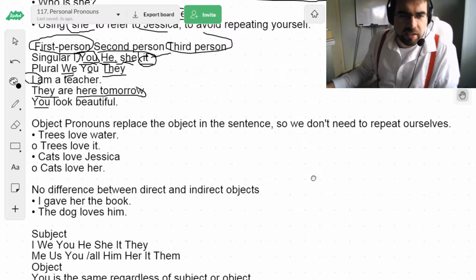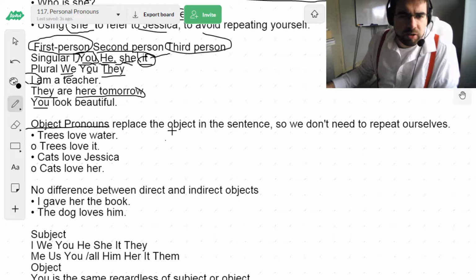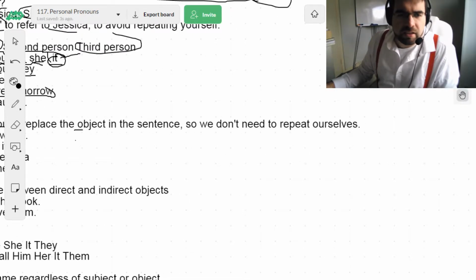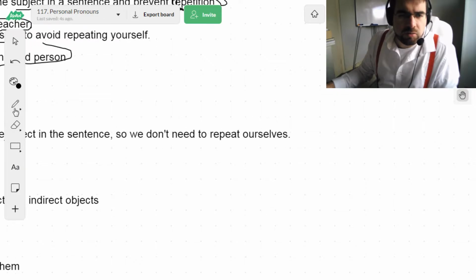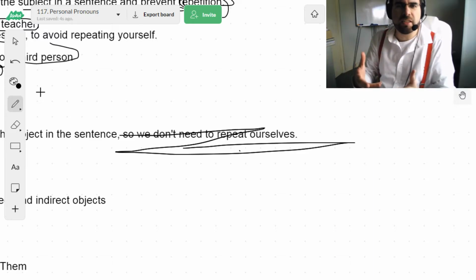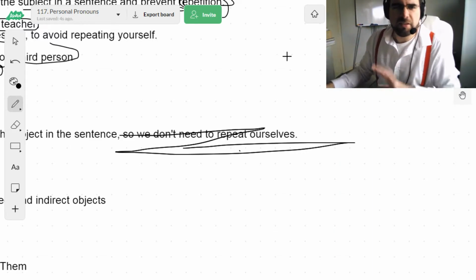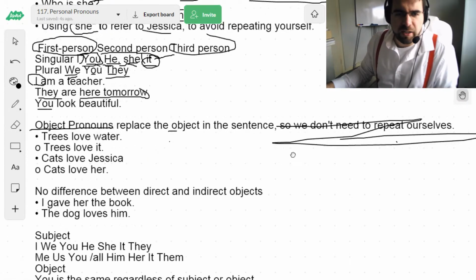But look, what's this then? Object pronouns replace the object in the sentence, so we don't need to repeat ourselves. And that's the key point there. So there's no need to repeat ourselves. Otherwise, we're saying the same stuff again and again, and it's not fun, not very efficient in language either.